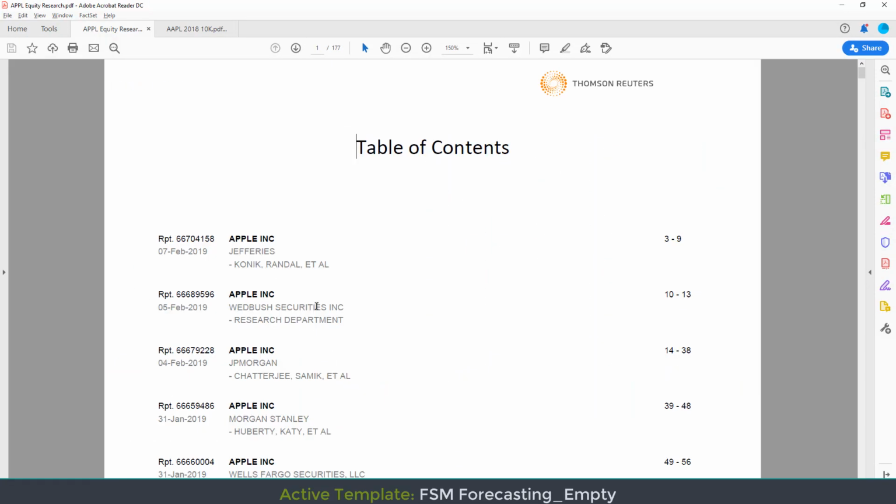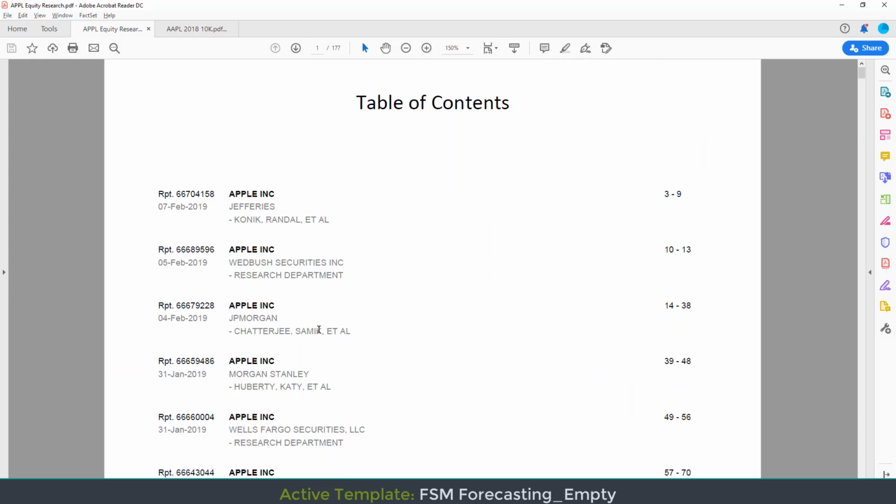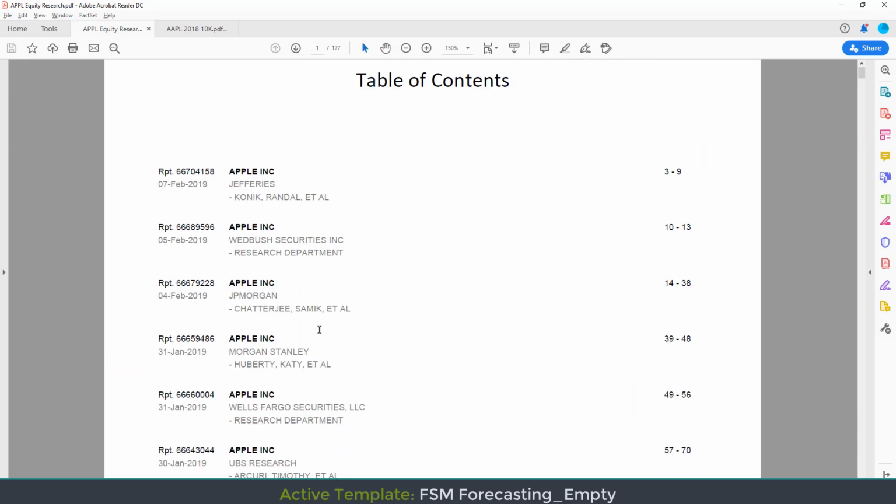Let me actually scroll up here. So this is a bunch of reports that we've given you around the time of this analysis. Remember, we're doing this analysis as of February 5th. You always want to search for the most recent equity research report as of the time of the analysis you're doing. There happens to be one the day before we're doing this analysis, and we are going to go there.